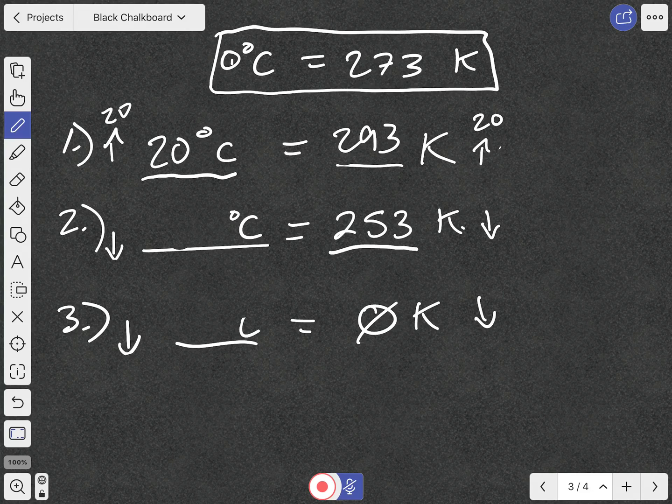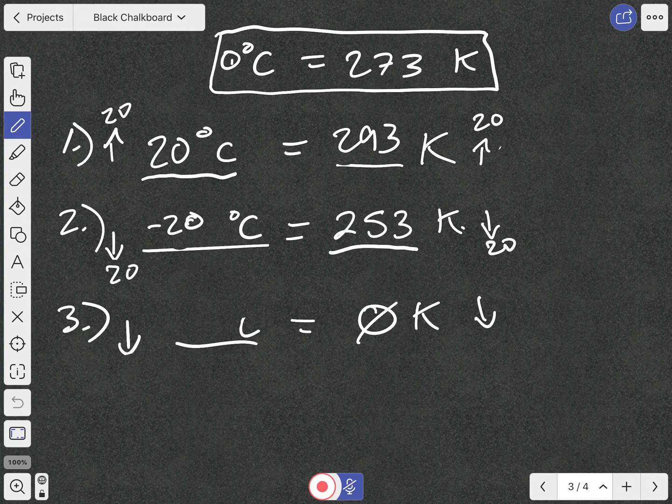Now, what happens if I'm asking you to go from Kelvin to Celsius? And we have 253 degrees Kelvin. So therefore, we are going to go down. We've decreased. Okay, we've decreased by how much? We've decreased by 20. So if we decrease by 20 on one side, we've decreased by 20 on the other side. So now we have a negative 20.